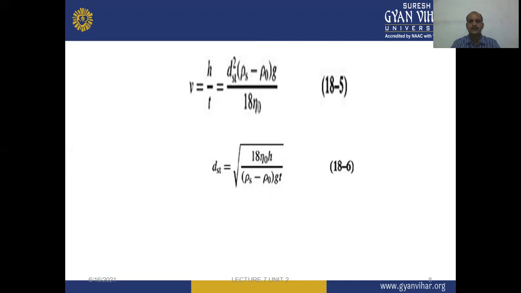Equation number 1 can be helpful to determine the velocity of sedimentation, and the second equation is helpful to determine the diameter of a particle, or particle size, can be determined with the help of the second equation. So both of the equations are based on the Stokes law of sedimentation.